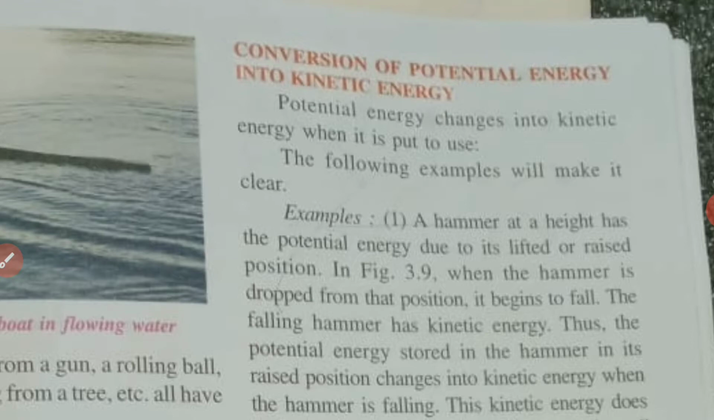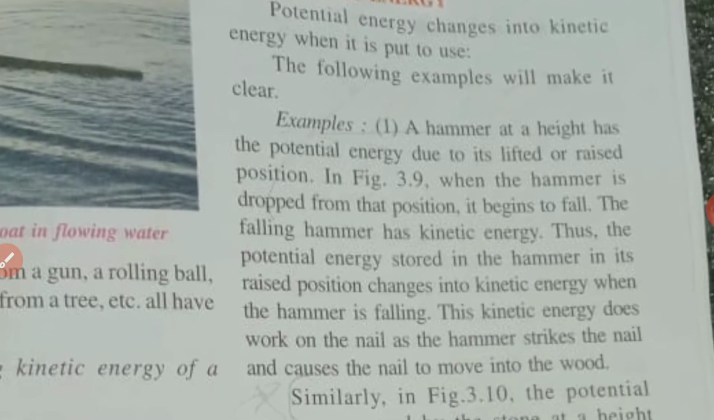A hammer at a height has potential energy due to its lifted or raised position, in figure 3.9. Please refer to your book for the figure. When the hammer is dropped from that position, it begins to fall. The falling hammer now will have kinetic energy. So you can see the potential energy is getting converted into kinetic energy. Thus, the potential energy stored in the hammer in its raised position now will change into kinetic energy when the hammer is falling. This kinetic energy does work on the nail as the hammer strikes the nail and causes the nail to move into the wood.